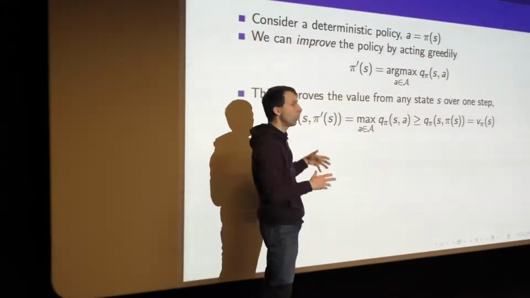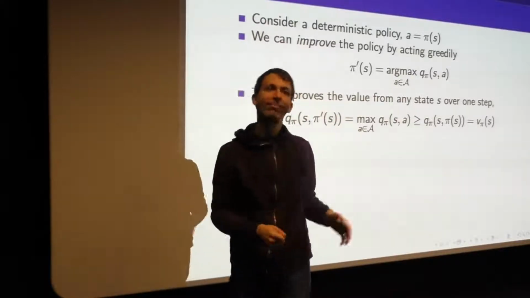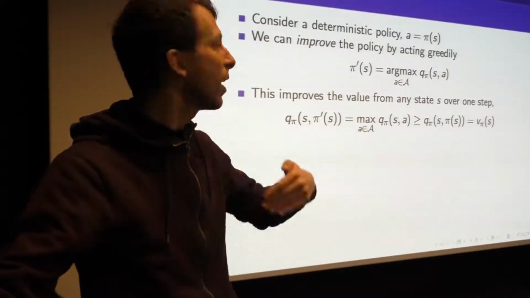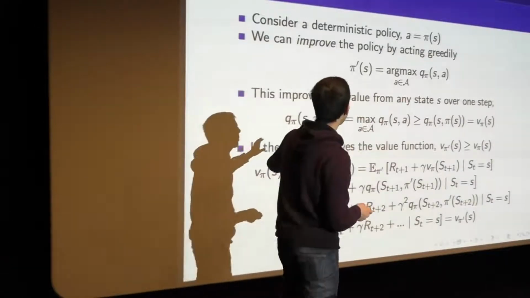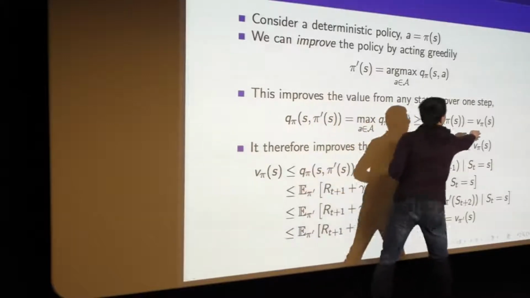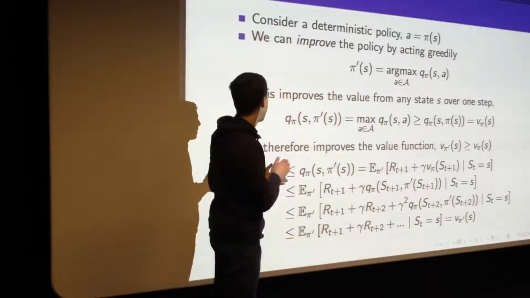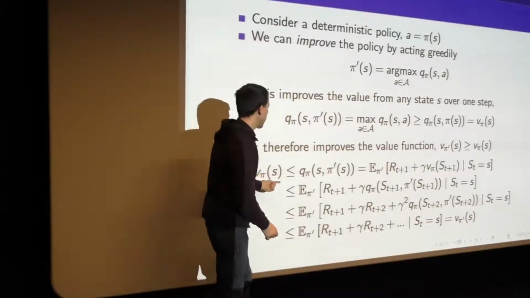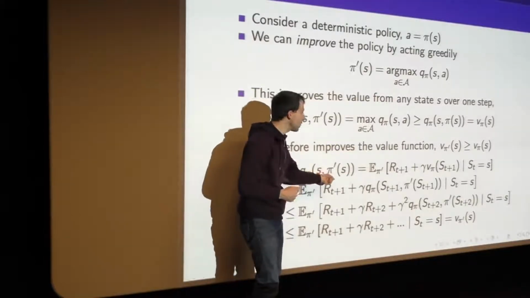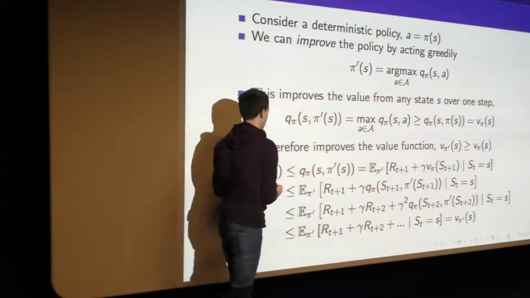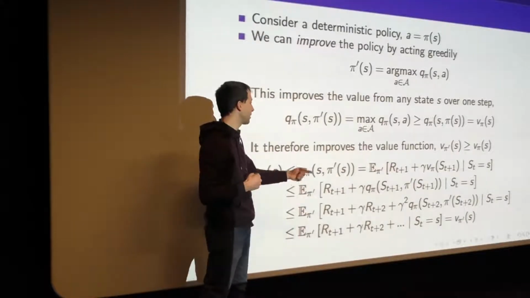If we just take our pi prime for one step, we're going to get at least as much reward as the policy we started with. Then all we have to do is iterate this using a telescoping argument. We've got our result, which tells us that v pi is less than or equal to this q pi term. So taking our greedy policy for one step is better than the thing we started with. That's what this tells us.